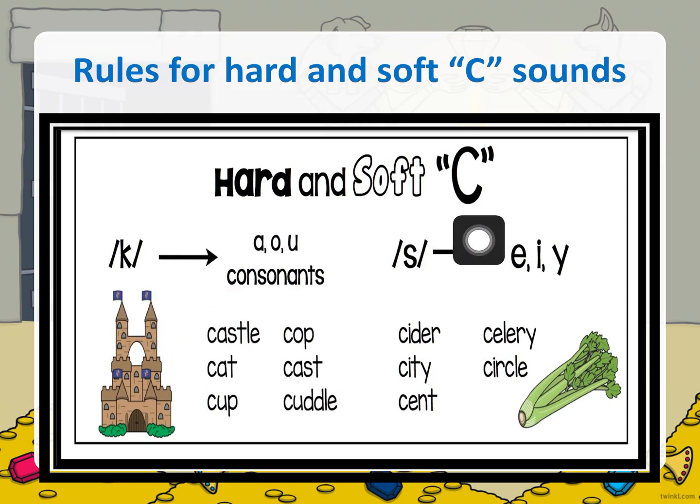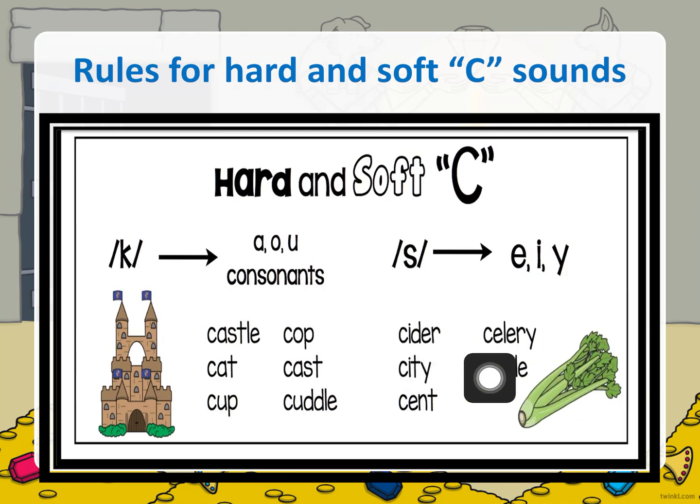What about the soft S sound? Well, that usually means the C has an E, I, or a Y after it. Let's look at this C over here. This letter C has an I after it. That means this word sounds like this. Cider. Cider.